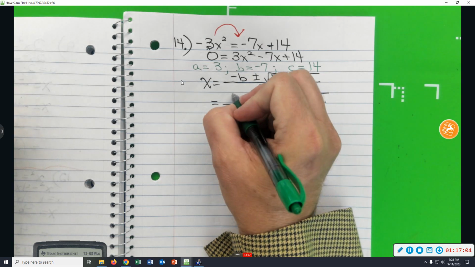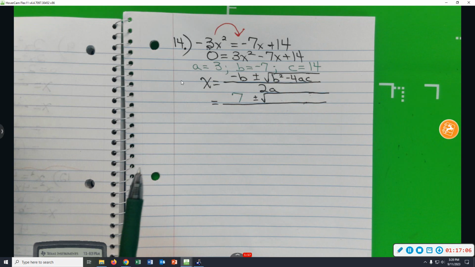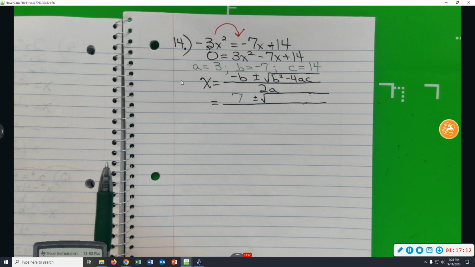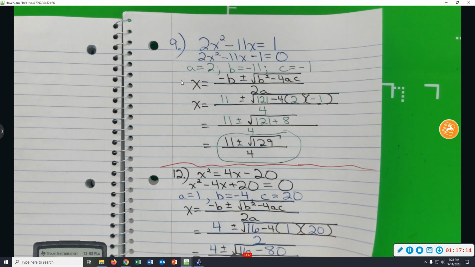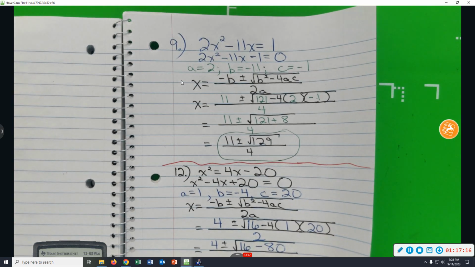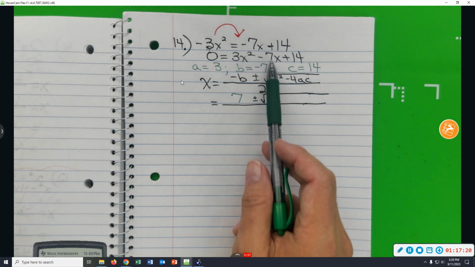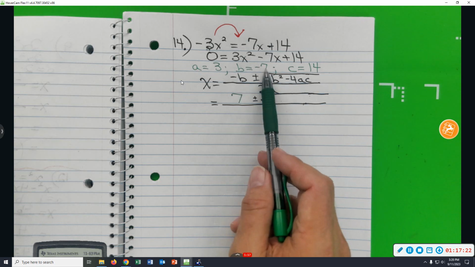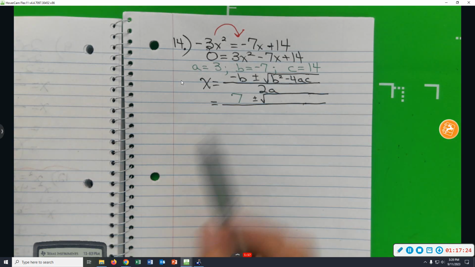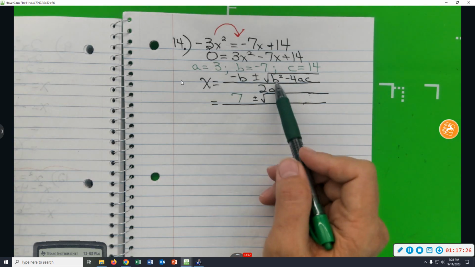Positive 7, I agree. I think every problem we've done, b has been negative. I think on the next one maybe we'll have a b that's positive. Has it? Oh, wow, I think you may be right. Well, that's just a coincidence. B will not always be negative. But there it says change the sign, so it became positive 7 plus or minus b squared.